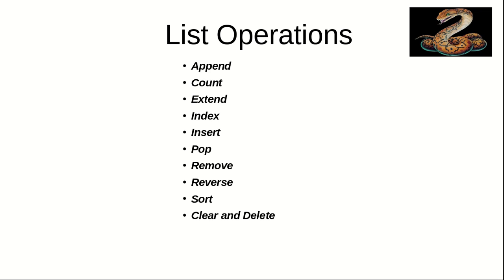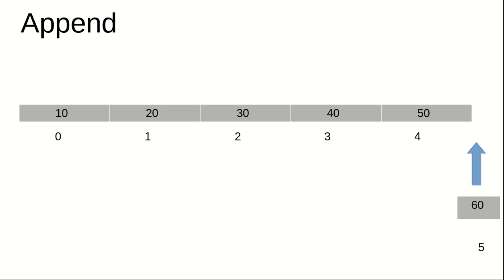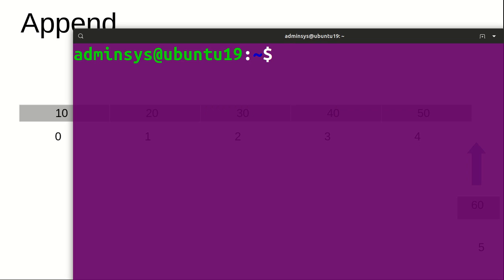So the first method we have is append. Append means inserting an element at the end of the list. That is, consider the following example. We have 10, 20, 30, 40, 50. Now if I want to insert 60 at the end of the list, then I need to use append method. So let's look into the practical session.